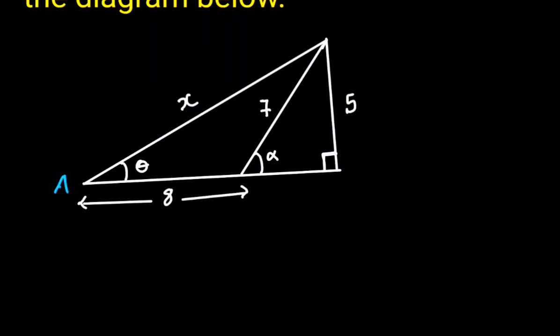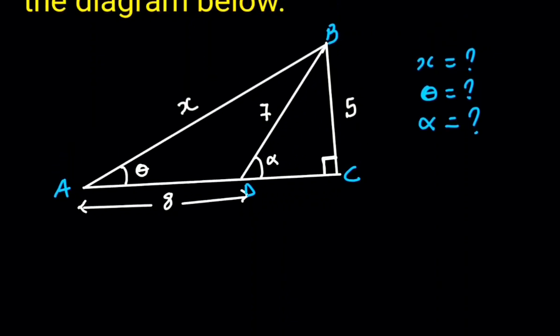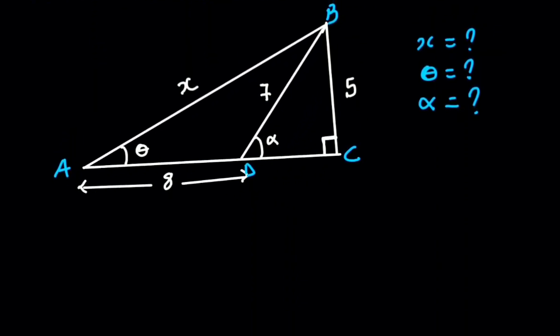So we have A, B, C, and this point D. Okay, good. So these are the unknowns. The unknowns are x that we do not know. We have theta, we do not know. And we have alpha, we do not know. So let's start like this.